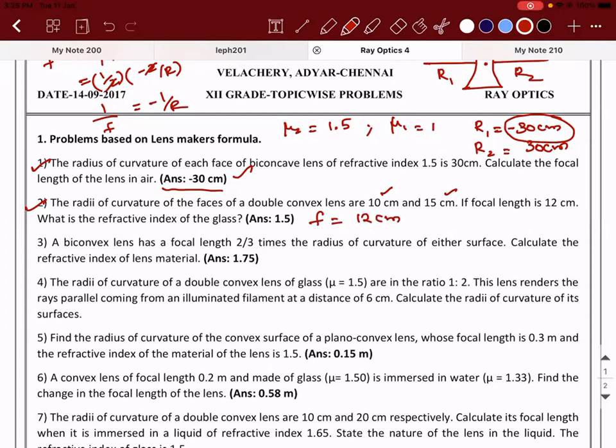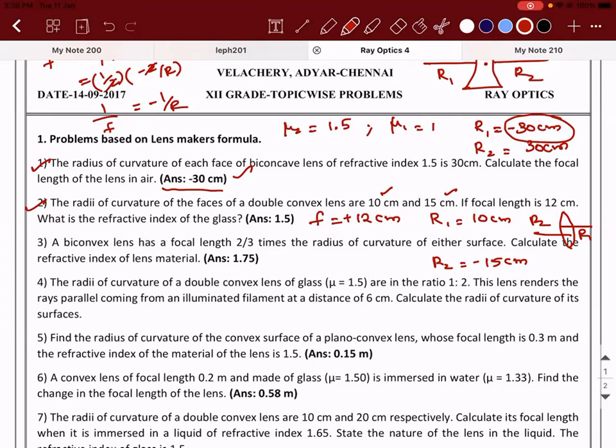Focal length of a convex lens, is it positive or negative? It is positive. Have this in your mind. Similarly, R1, if I take it as 10 centimeter, R2 will be how much? 15 centimeter, but with a negative sign because this is a biconvex lens. So convex lens means this is R1 and this is R2. So R1 is positive, R2 is negative, right?